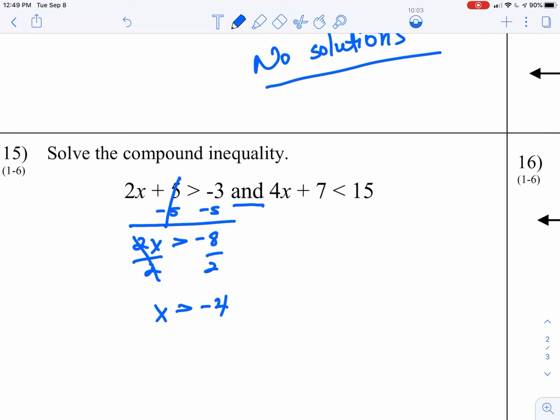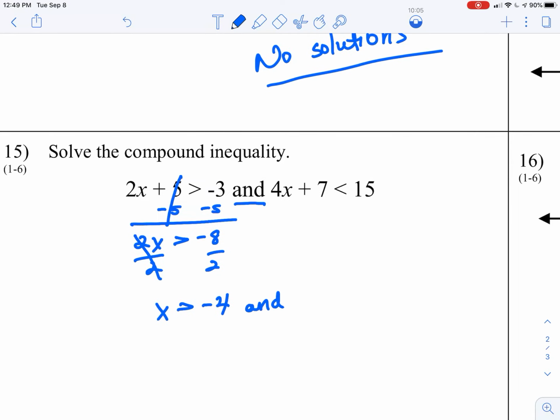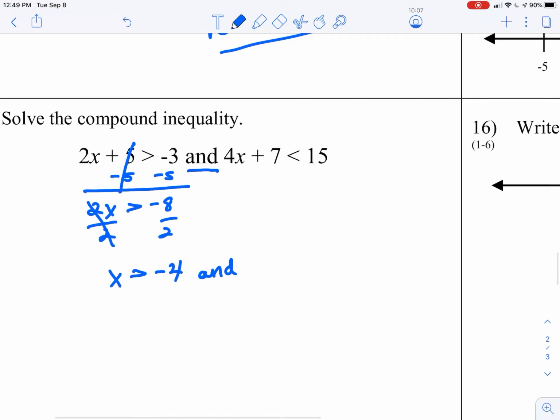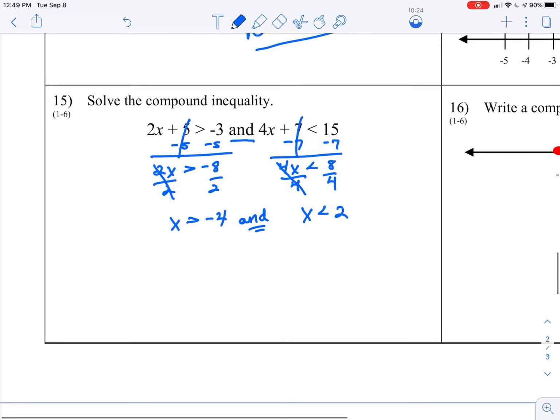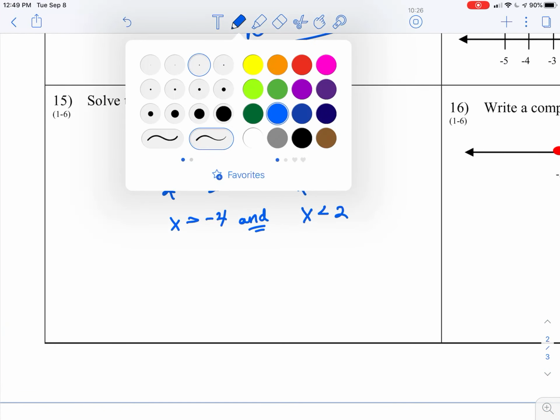So there's my first solution, and we're going to have another one. We're going to go up here and subtract 7 from both sides. I have 4x is less than 8. I divide both sides by 4, and I end up with x is less than 2. Okay, now this is an "and", and that should tell you something about the graph that you're about to put down here. Let me change this to black.